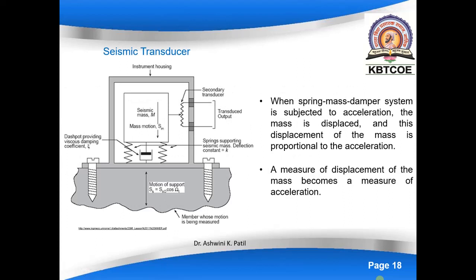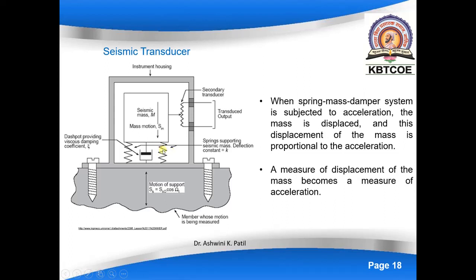Now next is seismic transducers. When a spring mass damper system, as the structure is shown here, is subjected to acceleration, the mass is displaced, and this displacement of the mass is proportional to the acceleration. So by measuring the displacement, we can calibrate it for the measurement of acceleration. Here we can see this is the seismic mass, this is the spring element, and this is a dashpot. So all these three work for the measurement of acceleration.